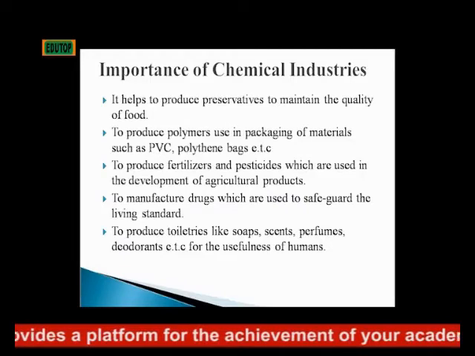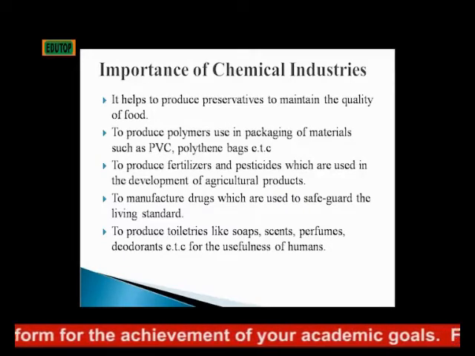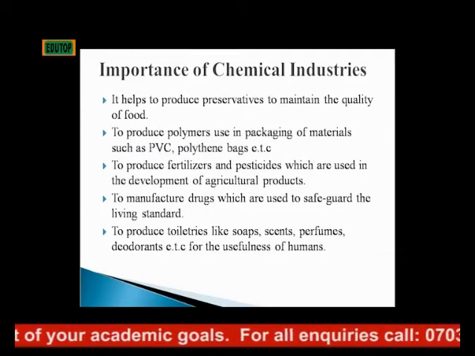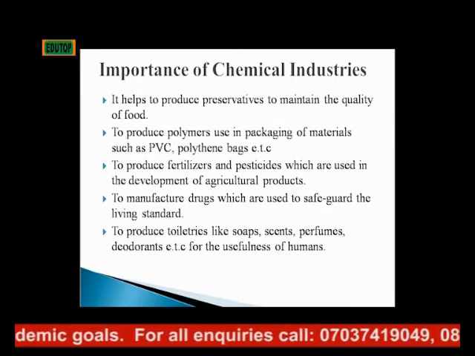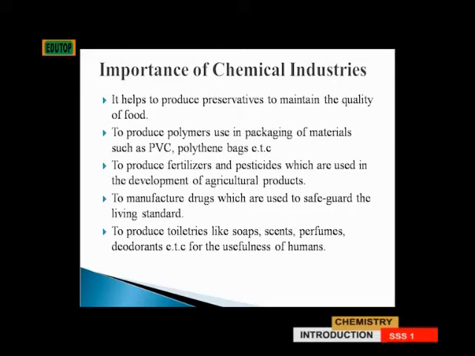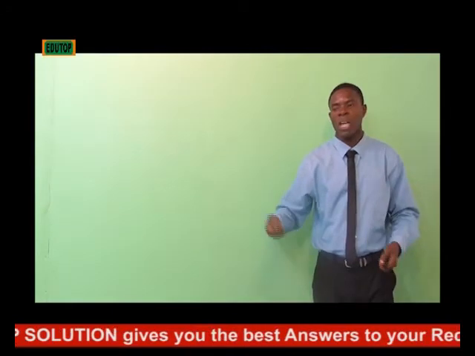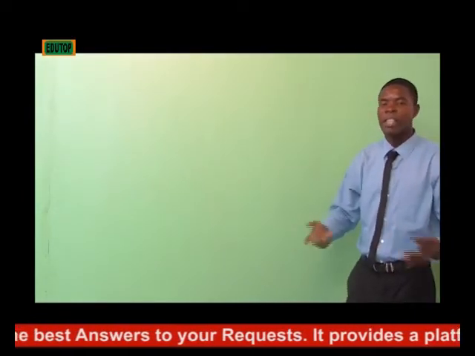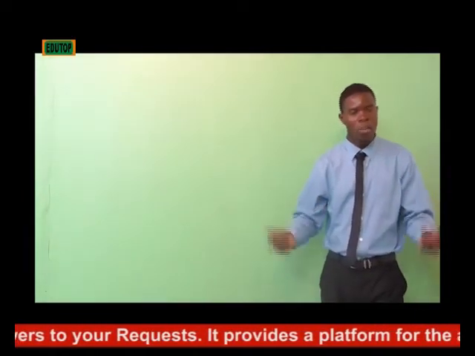Number 2, to produce polymers used in packaging of materials. Examples of such polymers are PVC, which is known as polyvinyl chloride. And what the polyvinyl chloride does is to harden the substance. Then you also have polythene bags, which we use to carry things from one place to another. That one is very common in our community.